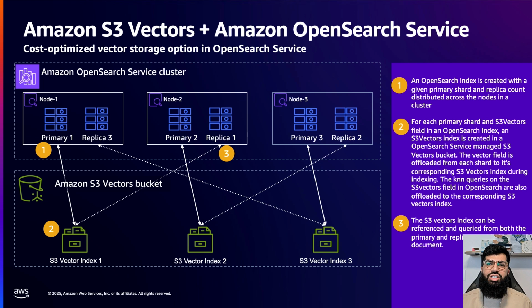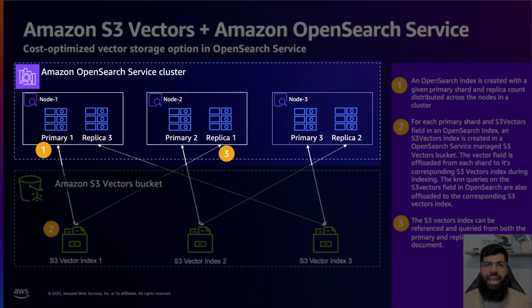Now let's dive deeper into the two integration patterns. The first is OpenSearch Service managed clusters using S3 vectors. In this pattern, you create an OpenSearch Service domain and use a feature to offload vectors to S3 vectors. Let me walk you through how this works.